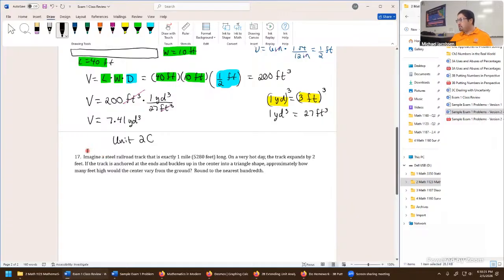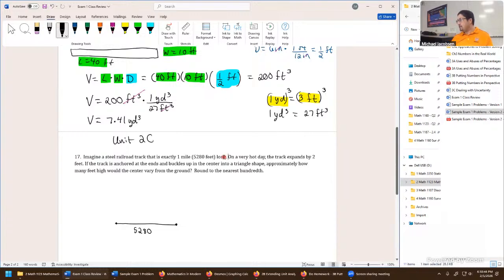So this says, imagine a steel railroad track that is exactly 1 mile. And again, this is what I'm going to put in the notes, that there's a conversion factor you need. 1 mile is 5,280 feet. So I'll visualize this distance. Let's go in feet, 5,280. So here's our railroad track, just as a rough sketch.